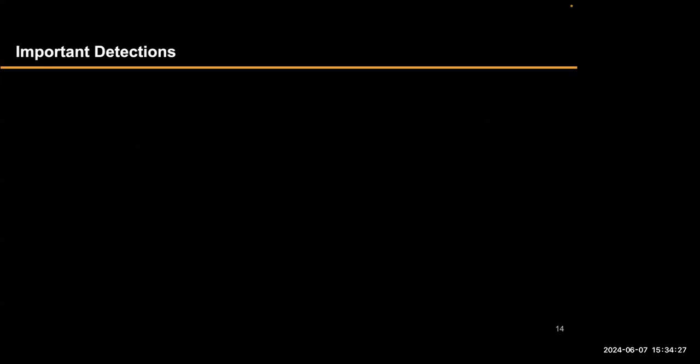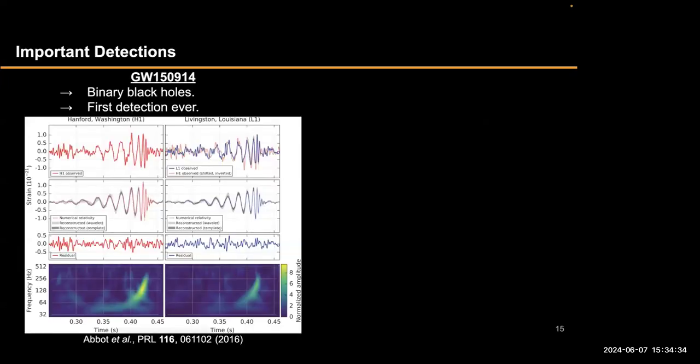There were two important detections that I want to mention, the ones that are always on everyone's minds. The first one was the first detection ever, GW150914, a binary black hole, and this is a very important and interesting detection that was made possible in part because of numerical relativity simulations. The templates were used to fit the observed data, and it just goes to show that the work that we do is extremely important for observatories like this.